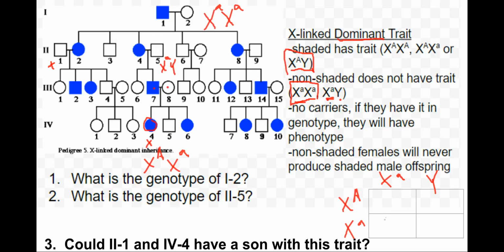When we Punnett square, we want to figure out if the sons will have the trait. Is it possible? According to this, it is, because right here, this son with its Y would have the trait. Okay, let's keep rolling.